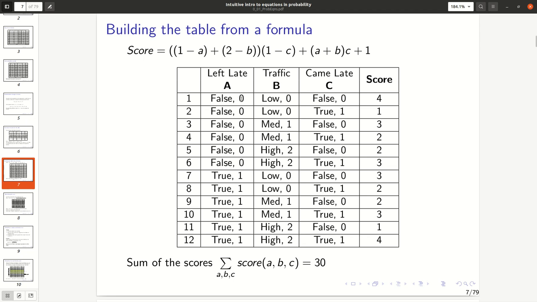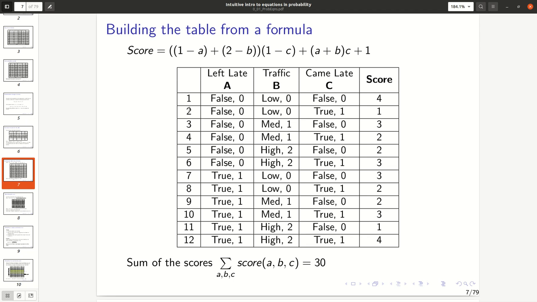If you substitute these values into this scoring expression, like in row 1, a is 0, b is 0, and c is also 0. Then if you substitute into this scoring function, we get the value 4. So on. I have listed the values for each case. Let's compare the first and second rows.